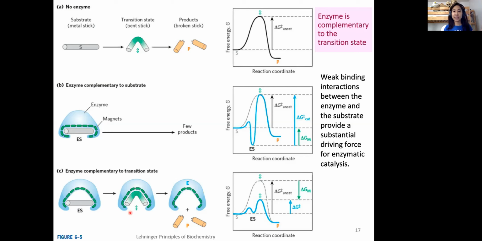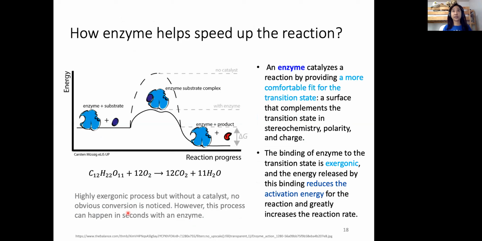Alright, so how do enzymes work? I told you earlier an enzyme needs to fit with the transition state, but how does it help? It will provide a more comfortable fit with the transition state. It will bind to the transition state, and the binding of the enzyme to the transition state occurs spontaneously. It is an exergonic reaction, releasing energy, and the energy of the binding, once released, helps reduce the activation energy.